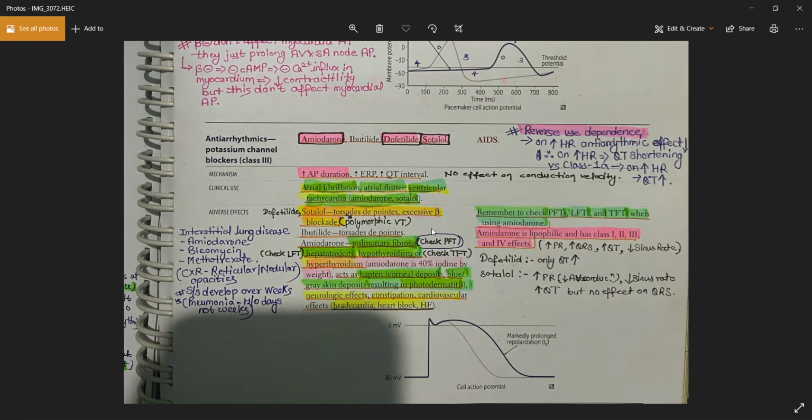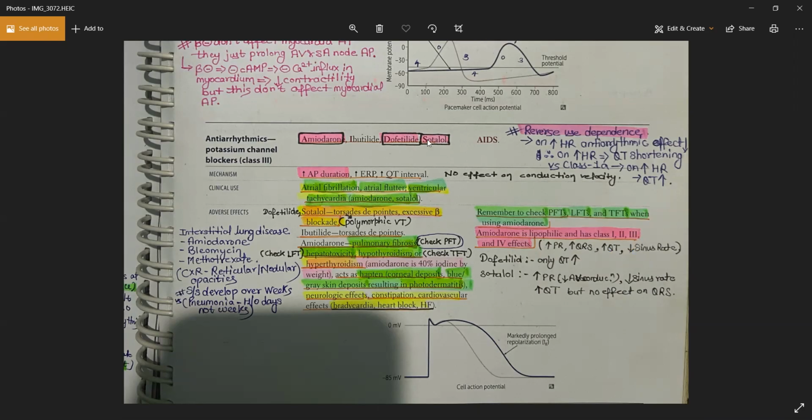Because it acts as a class 1 agent, it can cause a QRS prolongation. As a class 2 agent, it can cause a PR prolongation. As a class 3 agent, it can cause the QT prolongation, and as well as by acting as a class 2 agent, it can decrease the sinus rate. This is for amiodarone.